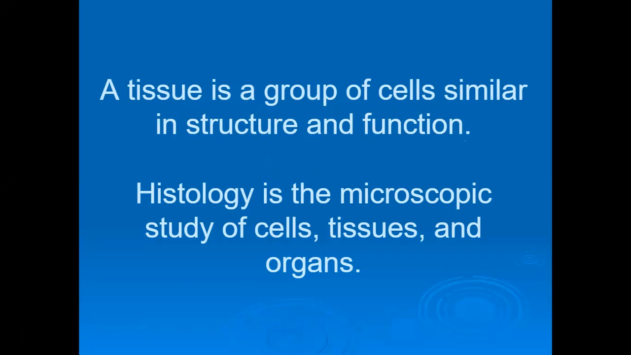And of course, we spend a lot of time looking at the different organs and the organ systems that they are part of. So a tissue is just a group of cells that has a similar structure and then they have a similar common function. Now, histology is how we study these tissues. It's a microscopic study where we study cells and then we study the tissue itself. And then in some cases, we look at the organ that's made up of those tissues.